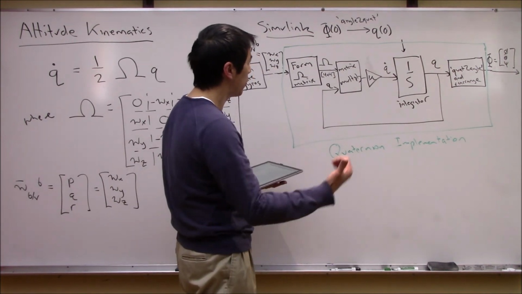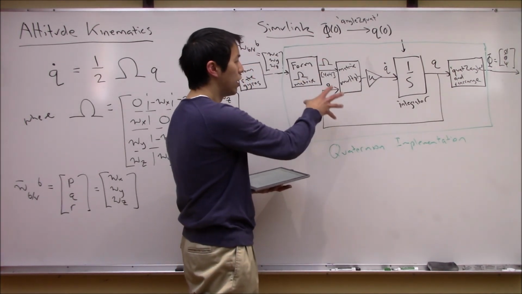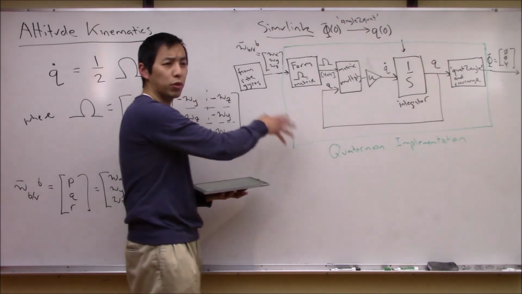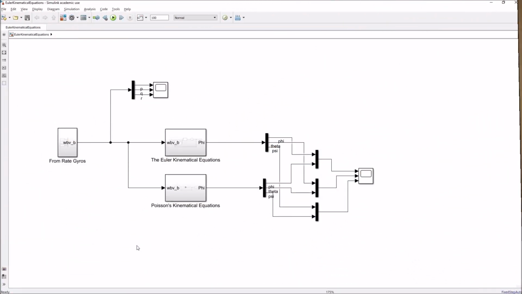So tell you what, let's jump over to MATLAB Simulink and build this model and compare it with the Euler kinematical equations and Poisson's kinematical equations. All right, so here we are. I reopened that same Simulink model that we built in our last video where we implemented the Euler kinematical equations and Poisson's kinematical equations. So let's go ahead and create an extra subsystem, which is now going to implement the quaternion kinematical equations.